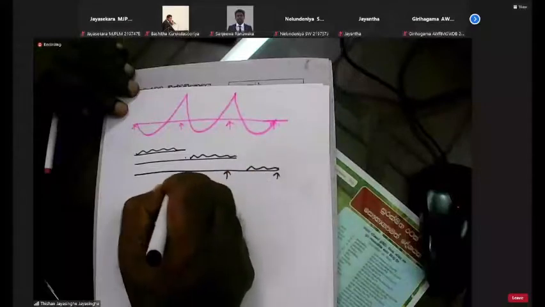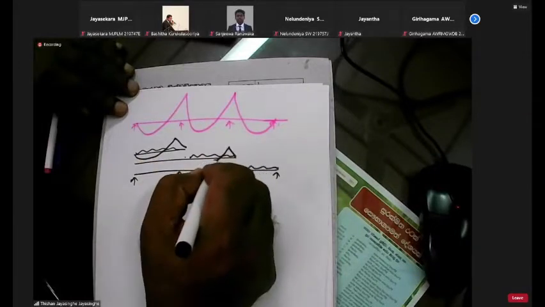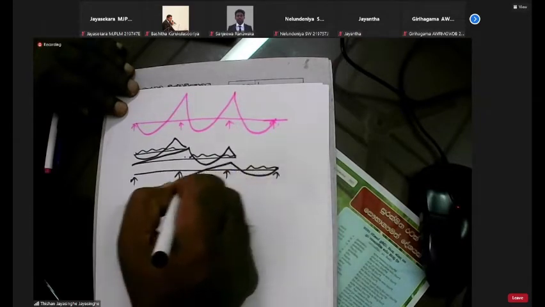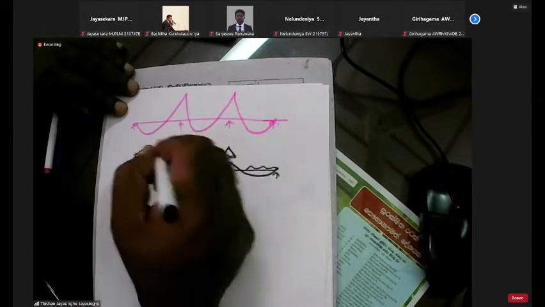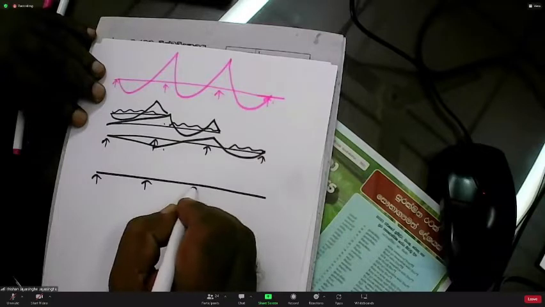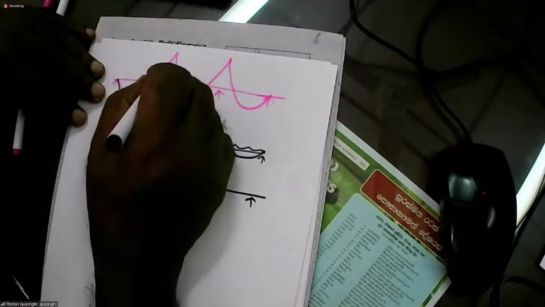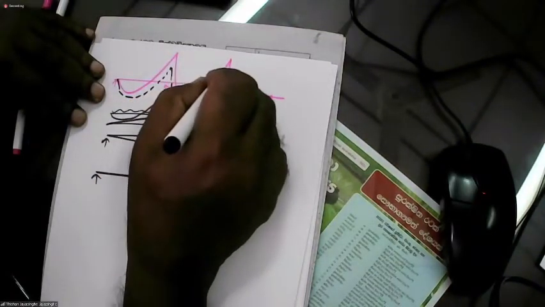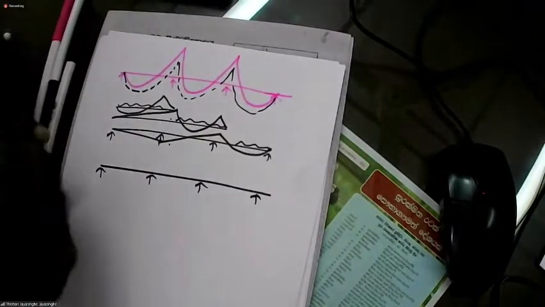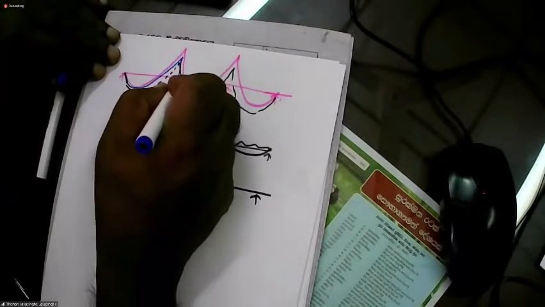You have to analyze the structure in stages and you get a bending moment diagram like that. And because of that reason, the moment diagram can be like this. Then I told you, with time, the actual, the final bending moment diagram will be somewhere here, in between.